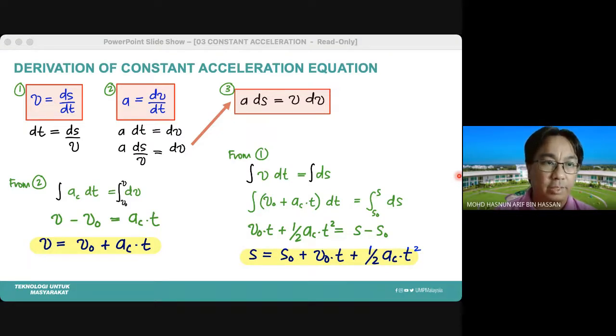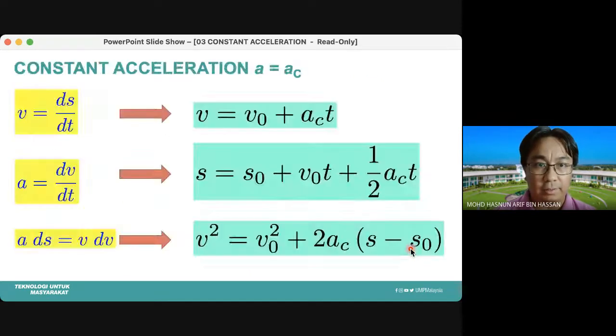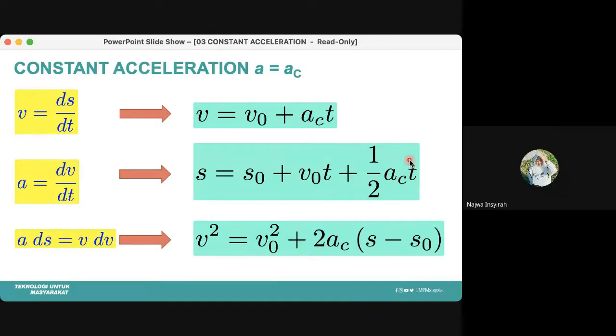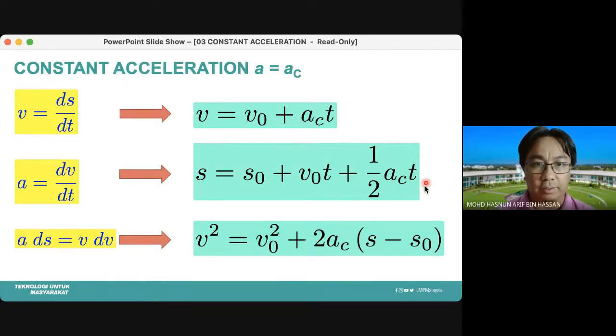Oh, okay. You mean here there is a square, but in here there is no square? Yes, sir. Okay, this one is wrong. This is my mistake. I will correct this. So this is V naught T plus half AC T square. There should be a square here. Okay, thank you for pointing that out.